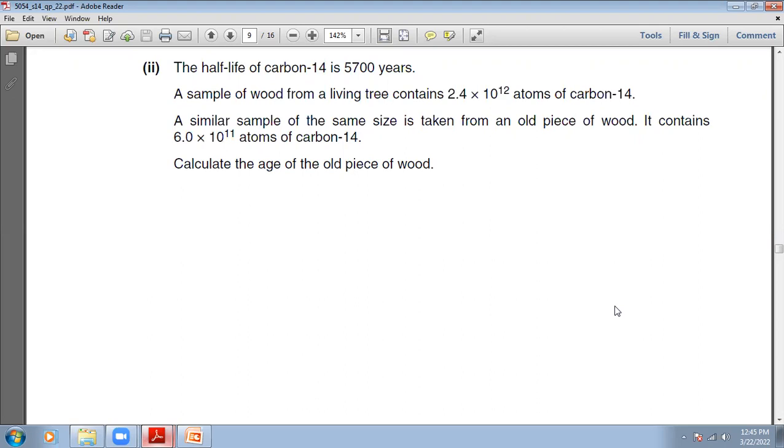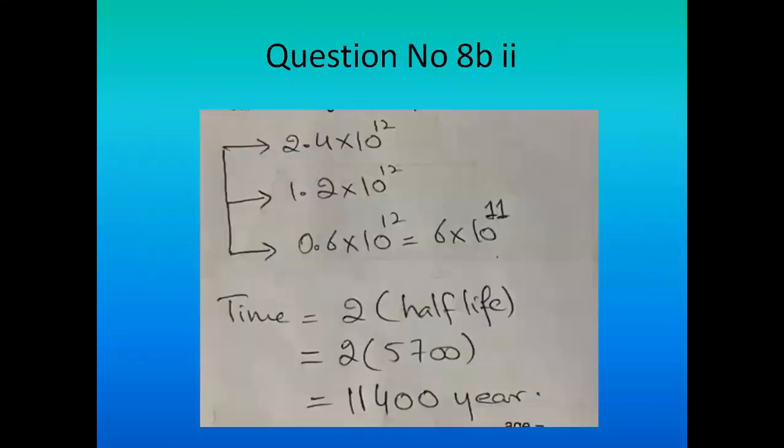Okay. So at the start, the number of atoms in the sample is 2.4 x 10^12. So we will halve it until we reach 6 x 10^11. So let me show you. At the start, you have 2.4 x 10^12 atoms. When one half-life has passed, the remaining atoms will be 2.4 x 10^12 divided by 2, so you will have 1.2 x 10^12. Then you divide again by 2, and you get 0.6 x 10^12. So the point will move to the right side, and you will have 6 x 10^11. So that is the thing which they were asking.